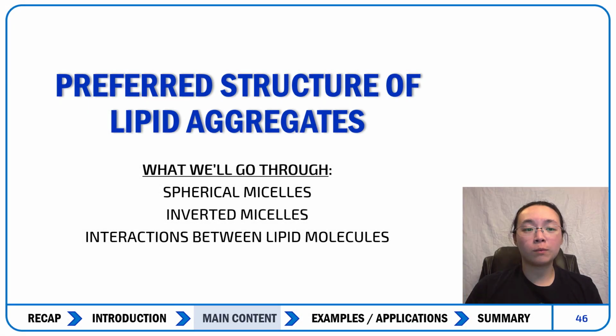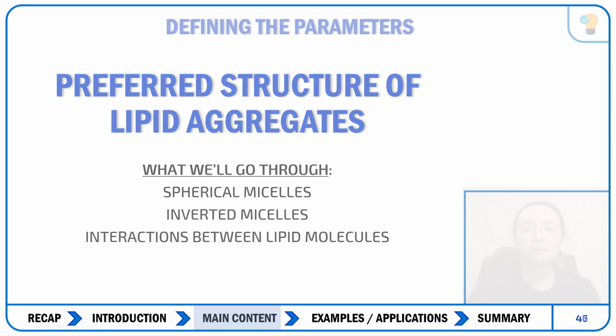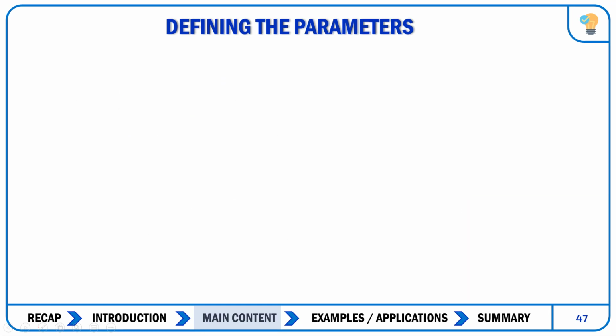So in this section, we're going to be going through the preferred structure of lipid aggregates. Previously, we took a look at what kind of structures could be formed. Now we really want to dig deep and take a look at spherical micelles, inverted micelles, and the interactions between lipid molecules. So we're going to go through a more thorough mathematical analysis of all the different types of structures that are preferred.